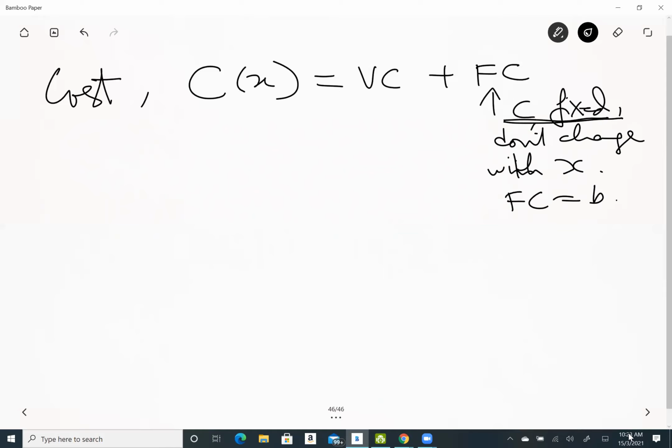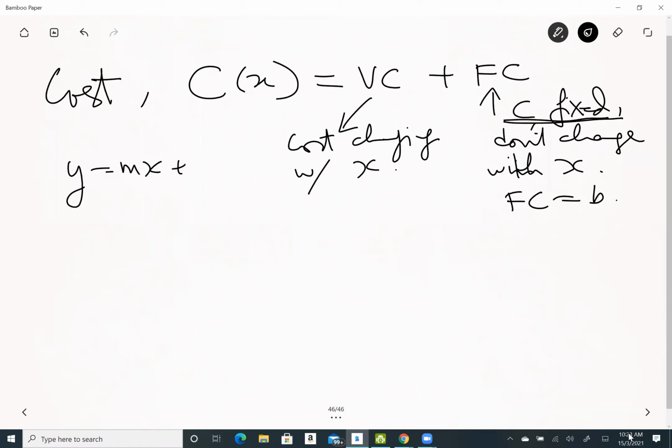Now the variable cost is the cost that is changing. That is the component of the cost that changes with output, with X. So that is the variable cost. Now you are talking about a linear cost function. Remember linear: y equals mx plus b. So therefore, looking at cost, it should be mx plus b. So that is our cost.